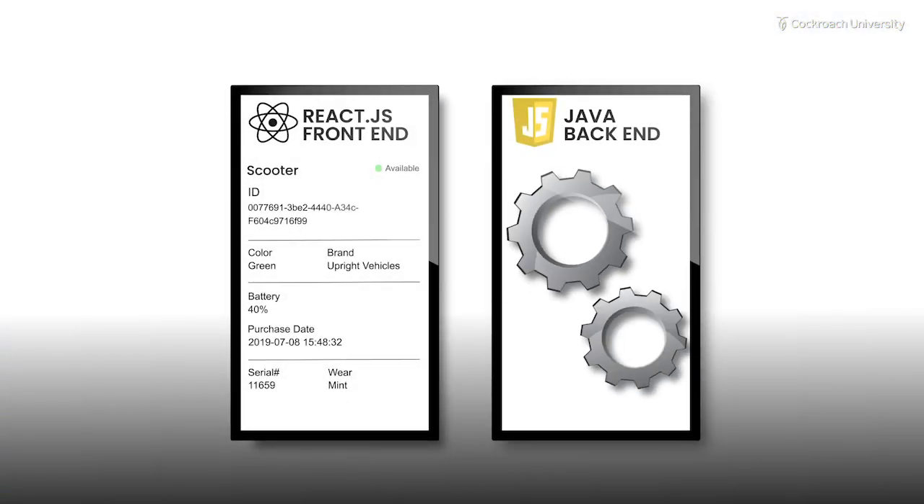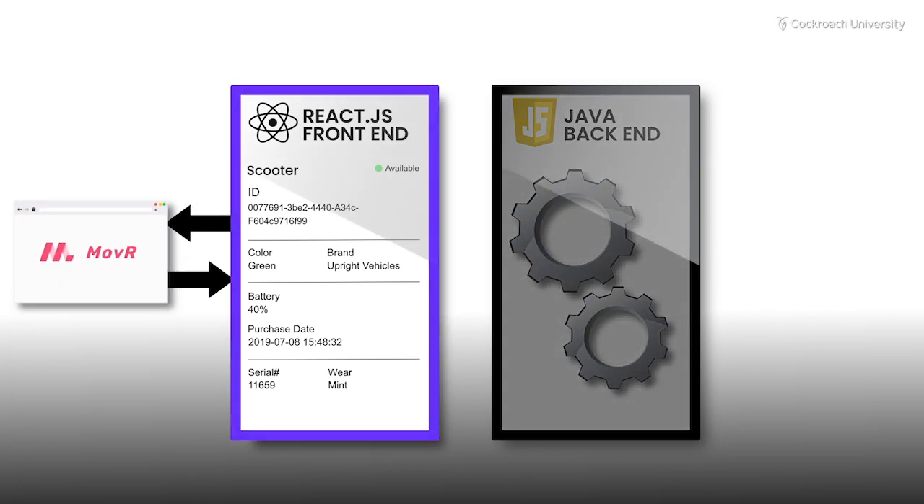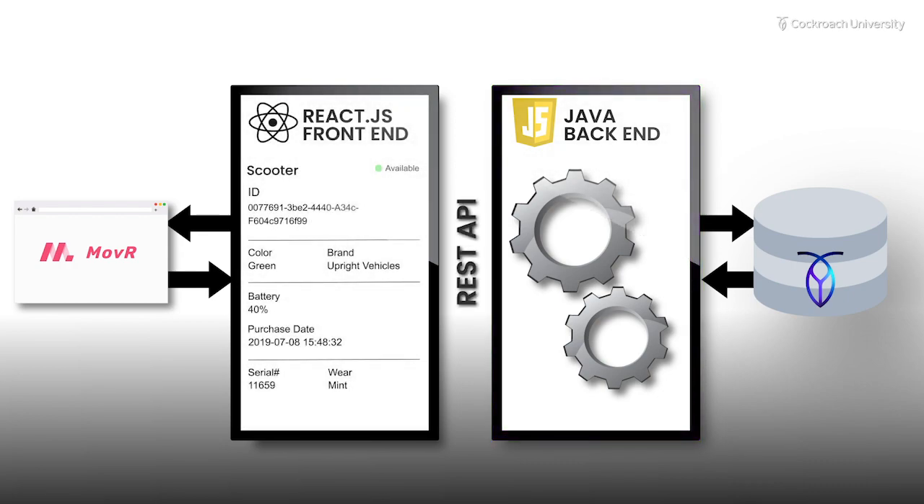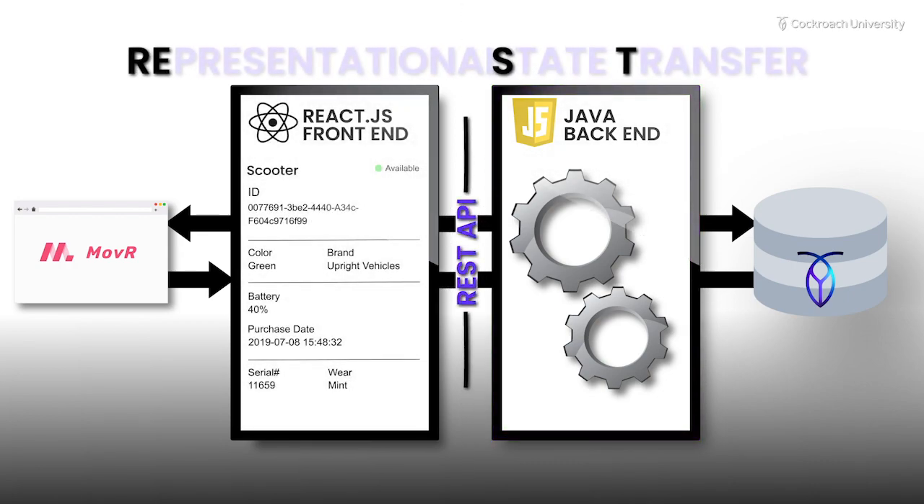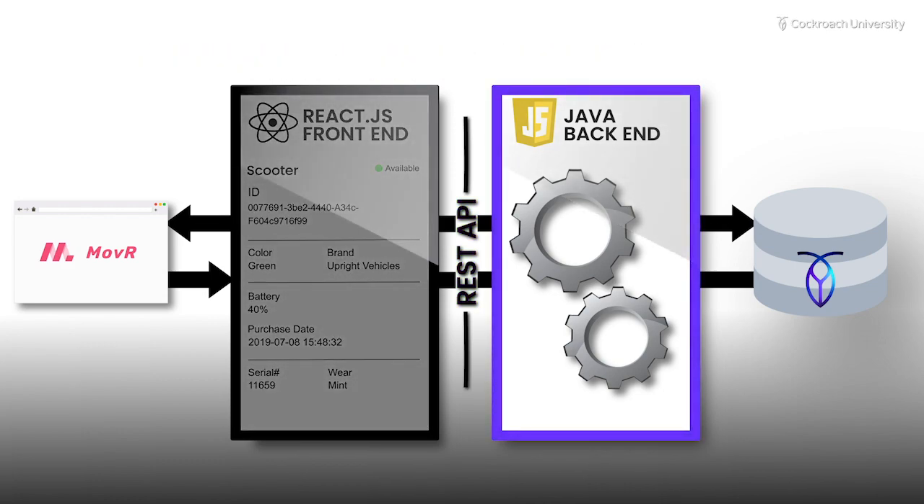At a high level, MovR consists of two components: a front end written in JavaScript that provides the UI the user interacts with in their browser, and a back end written in Java that interacts with the database. The front end communicates with the back end using a REST API. This course is only concerned with the back end, so that's where we'll be spending our time.